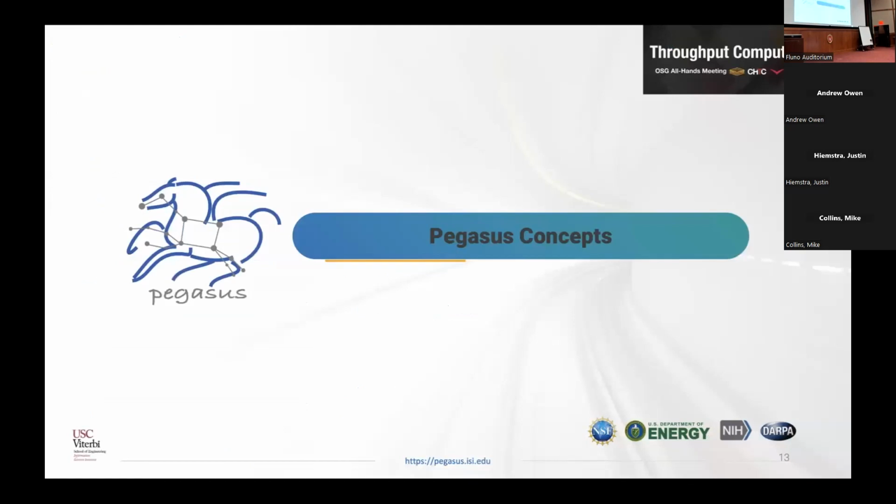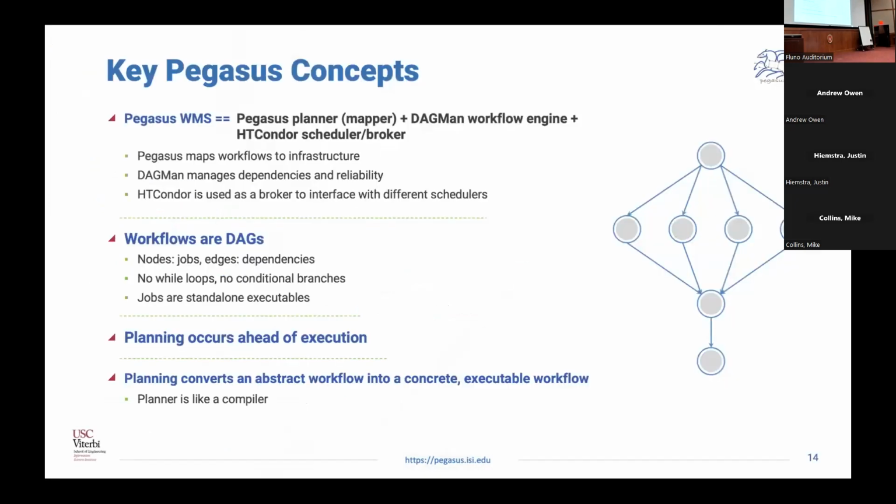So before we do any online exercises about Pegasus, I wanted to touch base on some of the Pegasus concepts. So some key concepts to be aware of. Pegasus consists of mainly 3 parts.